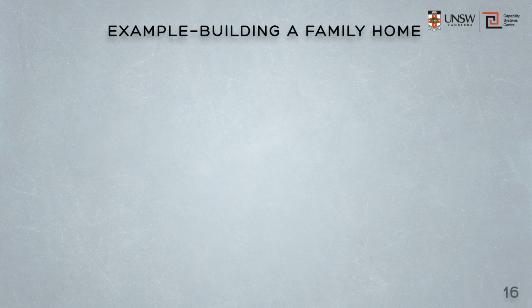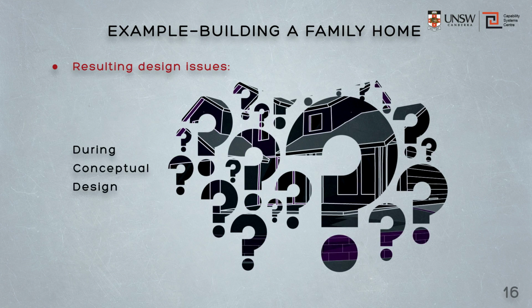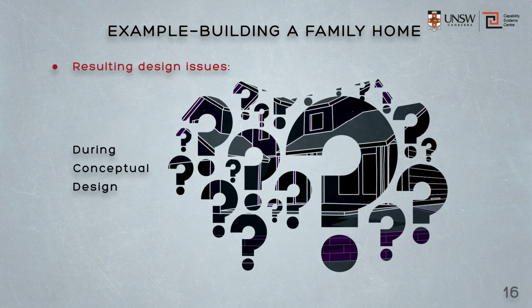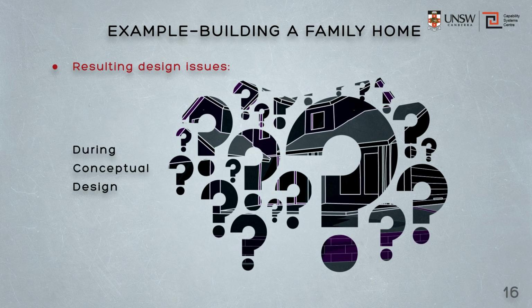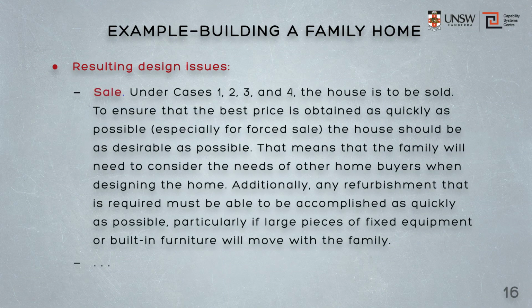So we've examined the ways in which the system may be retired. What are the resulting design issues such that the system will be prepared for retirement? In other words, during conceptual design, the house doesn't exist yet. We're thinking about what should the house look like, or what should we do in design to prepare the house for its ultimate retirement. And so one of the first means of retirement was sale. Under cases 1, 2, 3 and 4, the house was to be sold.